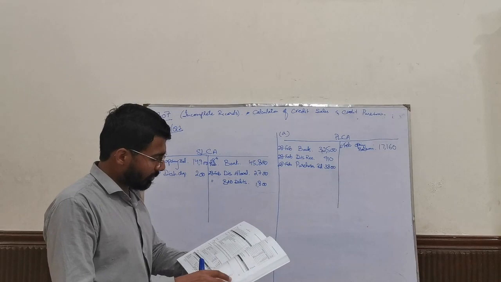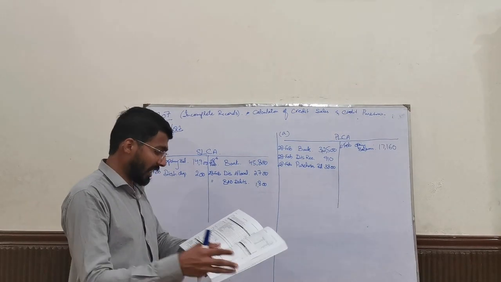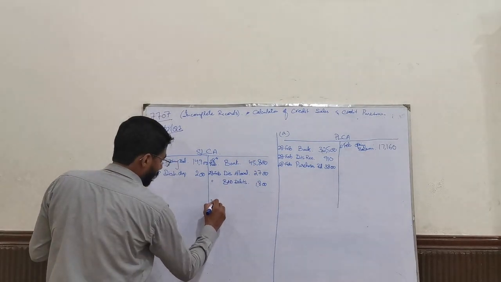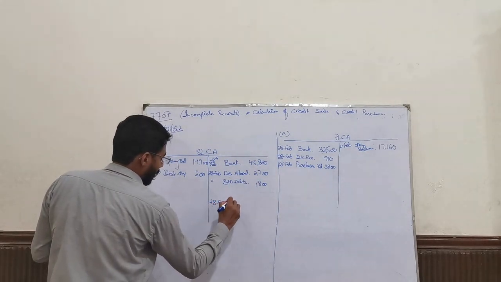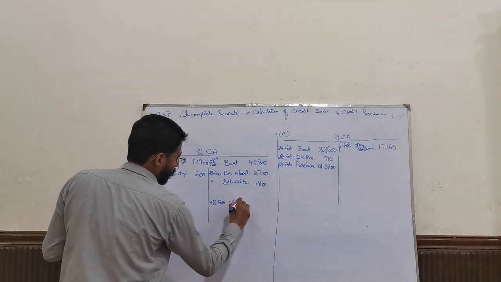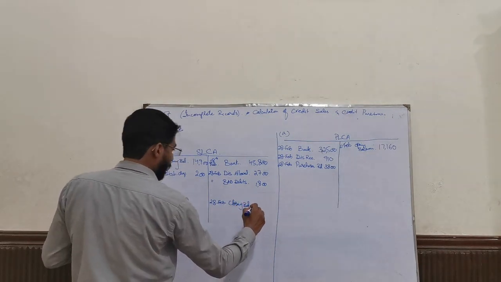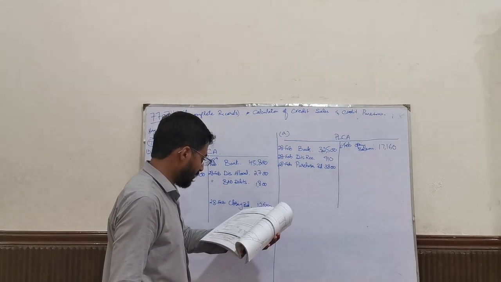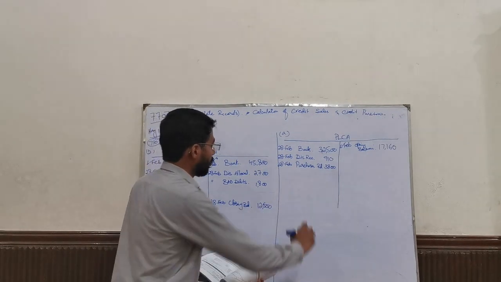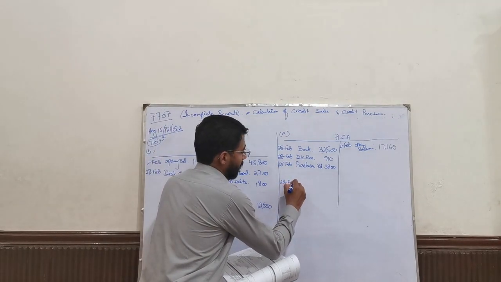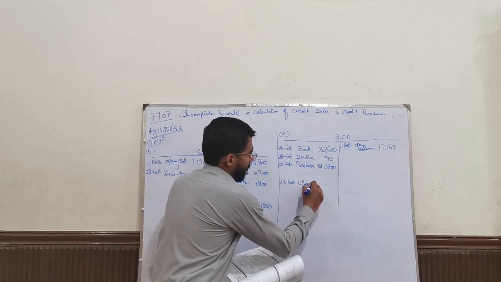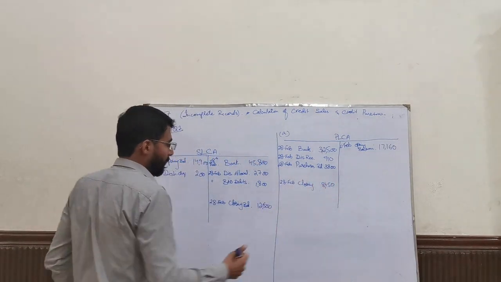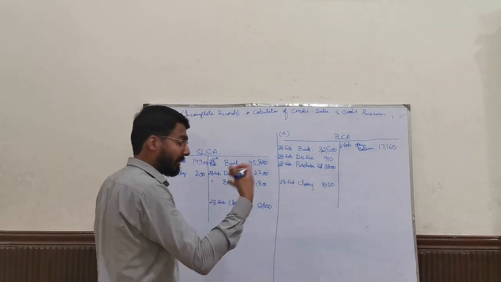Okay, now what I have next is, on 1st March I have closing balances of trade receivables. Trade receivables on 28th Feb closing balance is 12,600, and closing balance of trade payable is 8450. 28th Feb, closing is 8450.